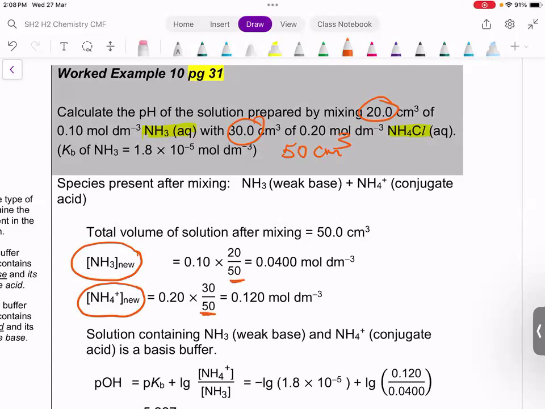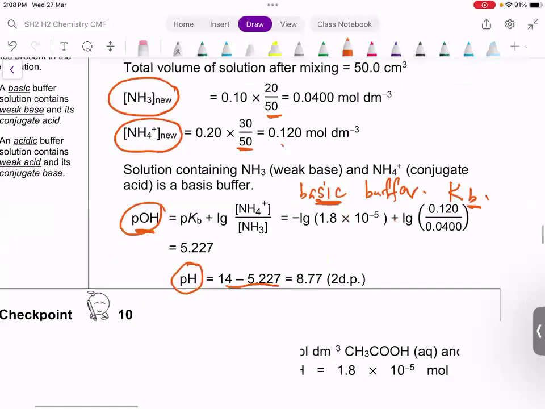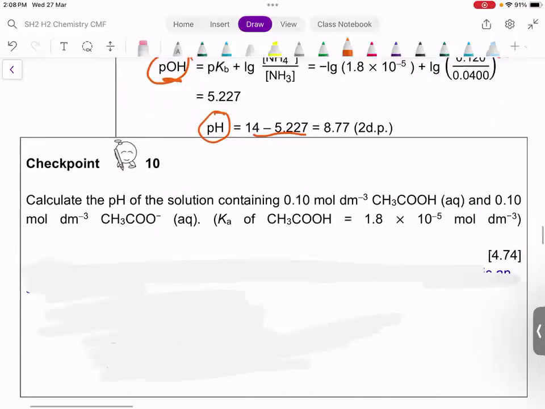Okay, so after you have considered their dilution, you substitute into the expression to obtain the pOH first, because this is a basic buffer. Okay, so basic buffer, you work with Kb value. Basic buffer, Kb value. So the Kb value will enable you to calculate pOH first. Then you calculate your pH by taking a difference. Can? Right. So can you try checkpoint 10 now? Very quickly.